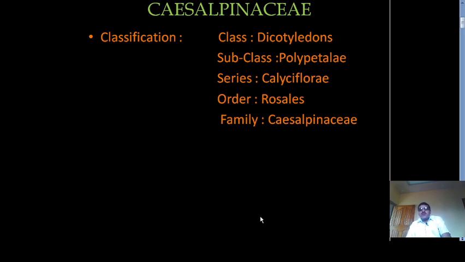The classification of this family includes class dicotyledons. Why class dicotyledons? Because two cotyledons are present in the members of this family Caesalpinaceae. Subclass polypetalae, that is the petals are free, these are not united, therefore the subclass polypetalae. Series Calyciflorae, order Rosales, and family Caesalpinaceae.